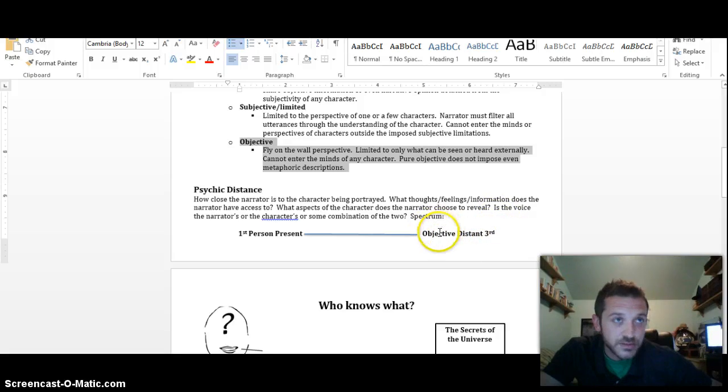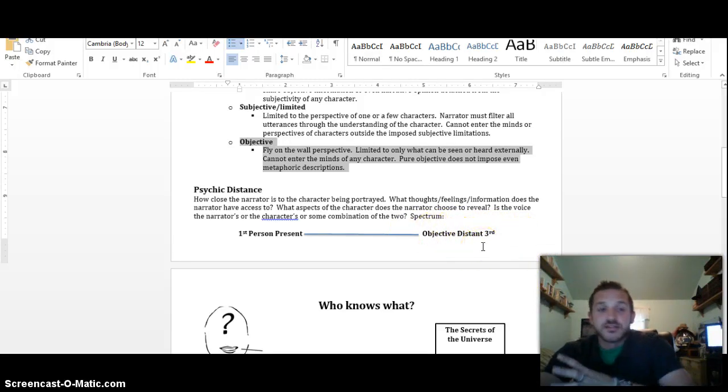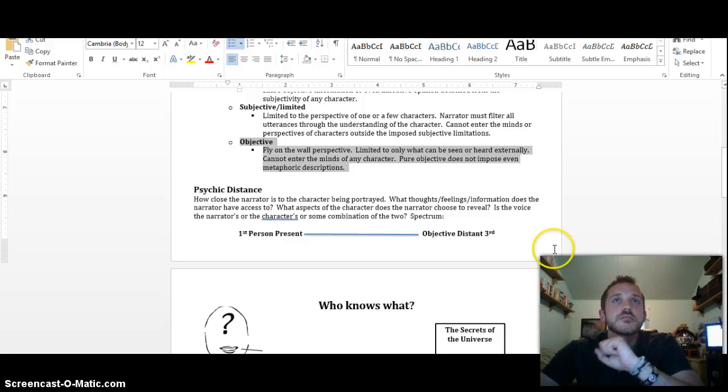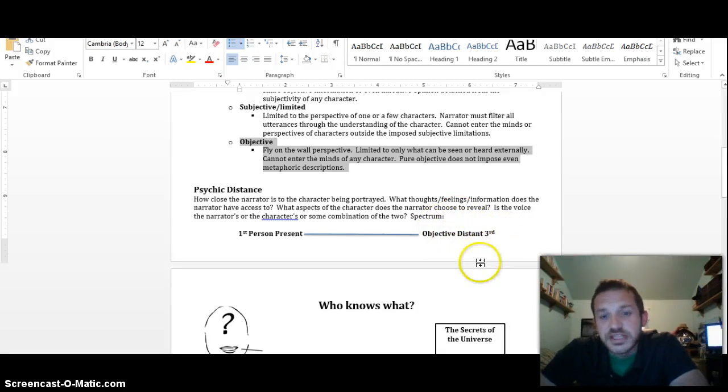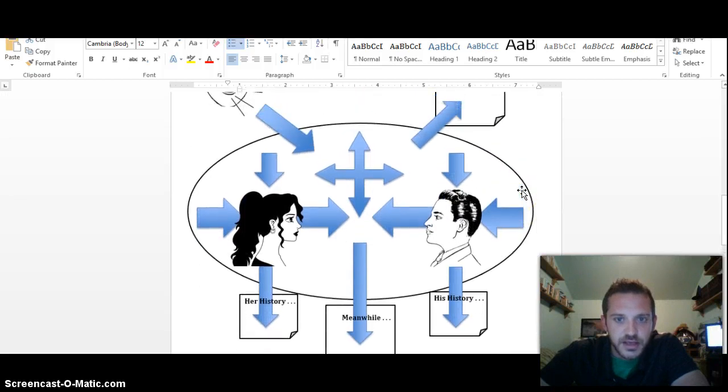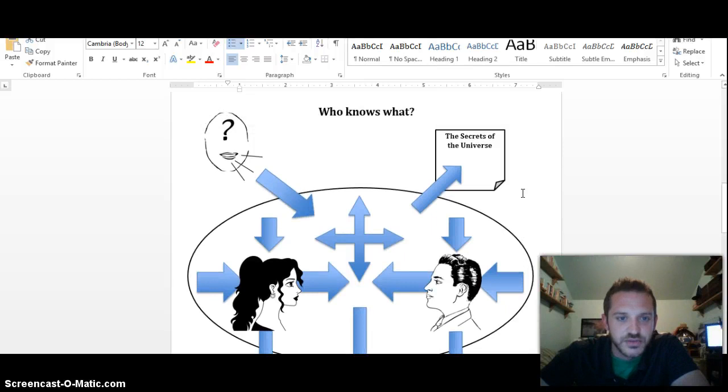And same thing, third person present tense. That doesn't happen very often. Third person is typically written in past tense. So the narrator's outside of the story. And then with the objective point of view, where the third person narrator can only tell you what he or she sees and hears and understands based on what the characters are doing, that's as distant as you can get. So that's almost like the eavesdropping perspective.